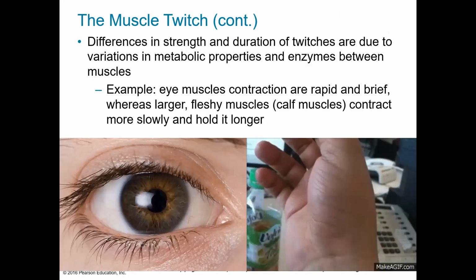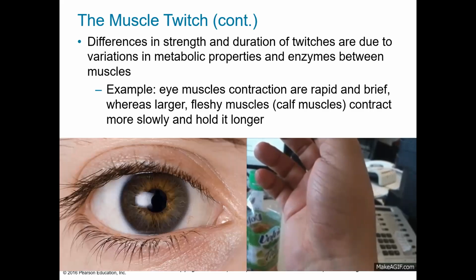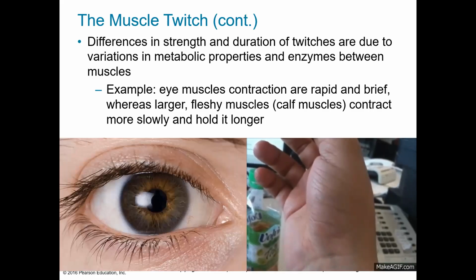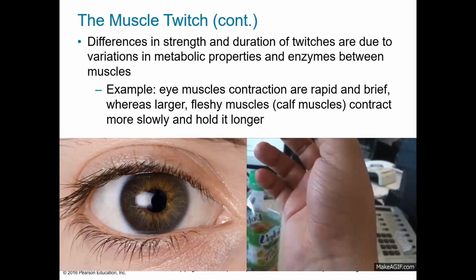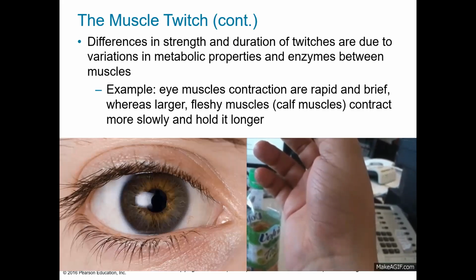So now, okay, there's our twitch. When we have a twitch, it's not just one contraction, it's multiple contractions taking place. It depends on the location. Twitches in our eyes, the eye muscles twitch rapidly. Their excitation and contraction coupling phase is very, very brief. And the contraction phase is very, very brief. It's a very rapid contraction.